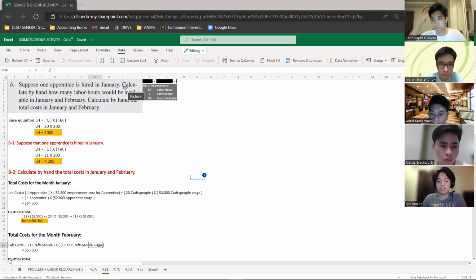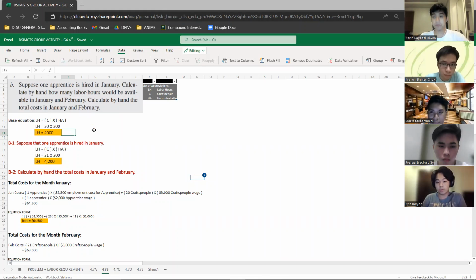So over here to the right, next to the problem is the list of abbreviations, with LH being labor hours, C being craftspeople, and HA being hours available. So with that is our base equation: labor hours equal craftspeople times hours available. So here we have 20 times 200, 20 coming from the 20 craftspeople that Allen Furniture has employed. Given that each trained craftsperson provides 200 labor hours per month, 20 times 200 totals 4,000 labor hours available.